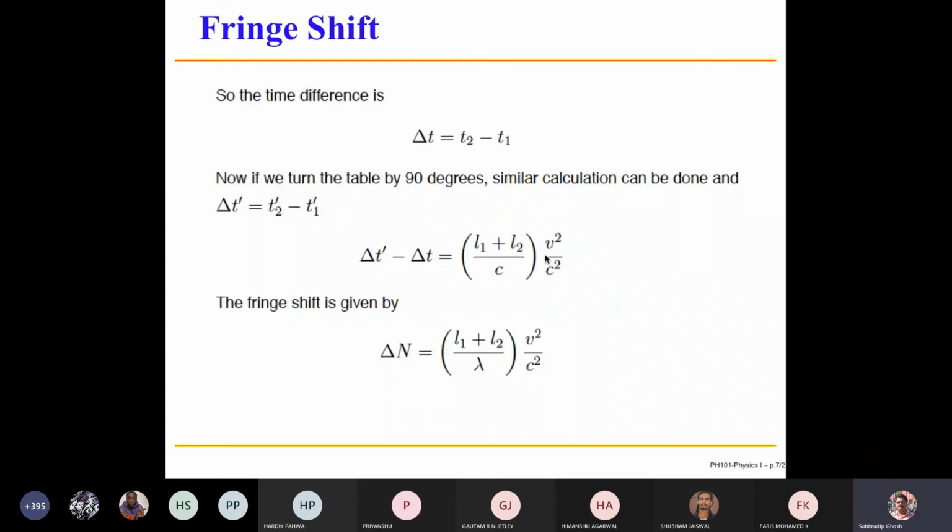Sir, I couldn't get why turning the table by 90 degrees results in a phase transformation. The phase relation between these two waves, wouldn't they change if you turn the table, because the path lengths are different? So earlier, suppose L1 was greater than L2. Now it is L2 greater than L1. The arm lengths are different. Yes, sir. Sir, then does it mean that if the arm lengths would have been the same in the experiment, the time difference would have been 0?